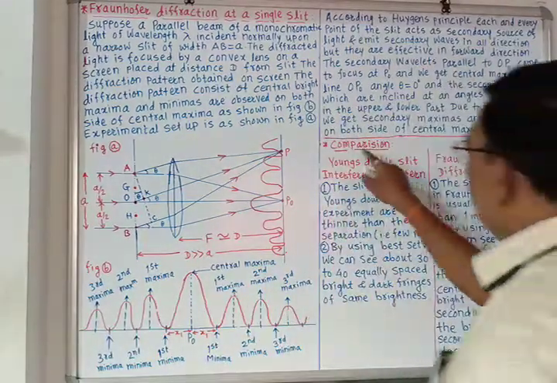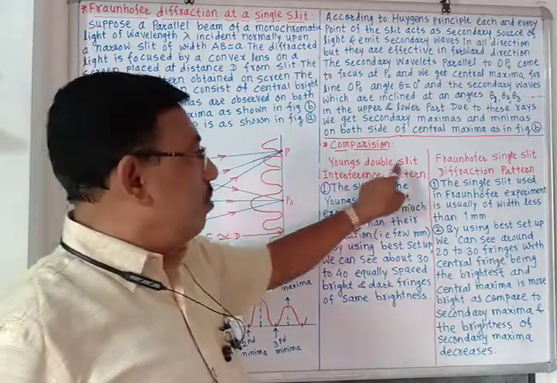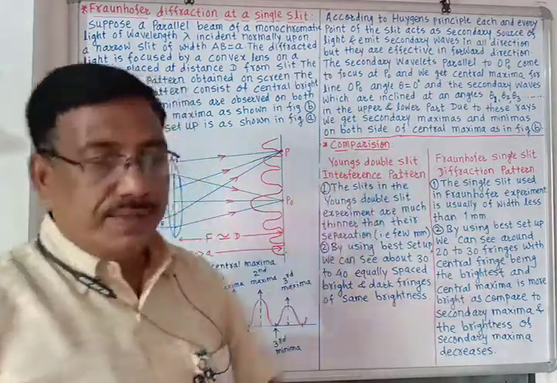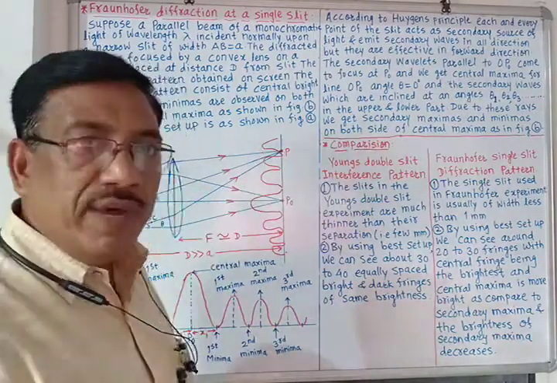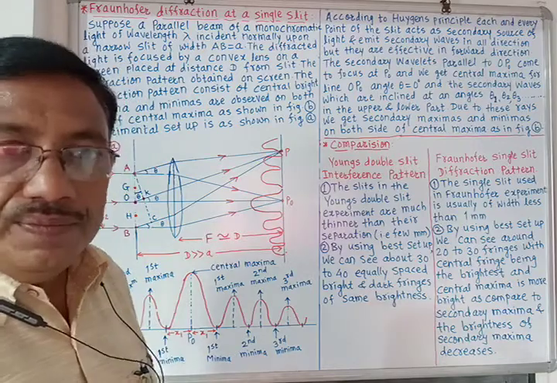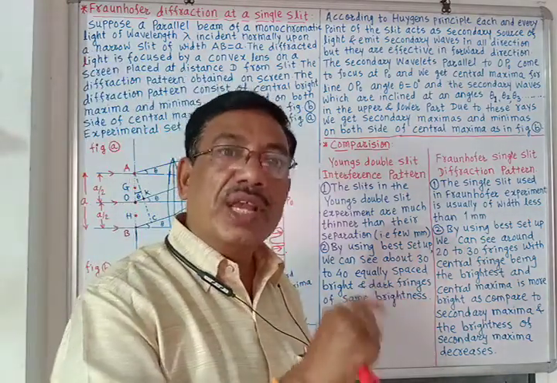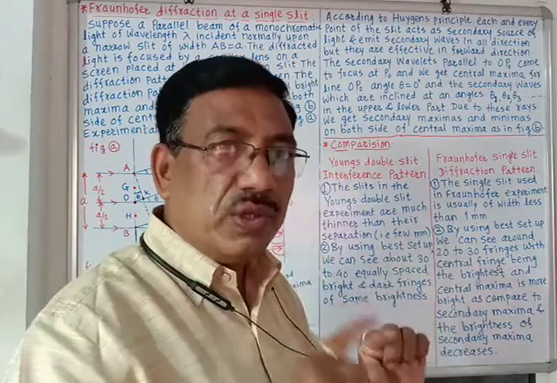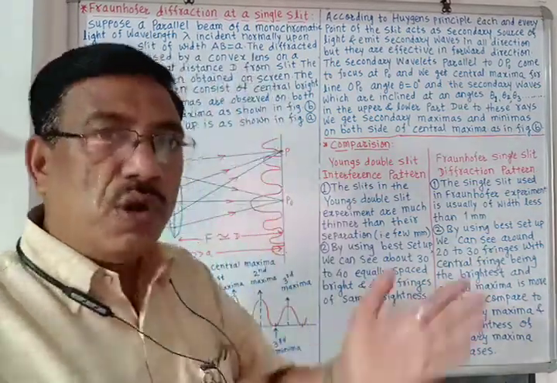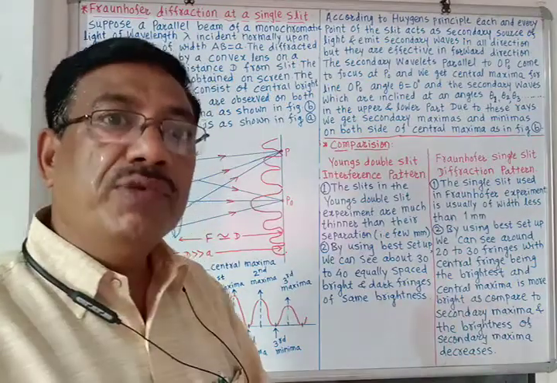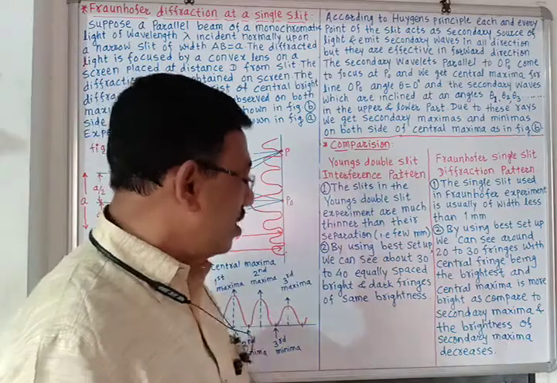Okay, now comparison. Young's double slit interference pattern. आपण Young's double slit experiment पाहिला आहे. S1 S2 is the slit obtained from a single source. S1 and S2 are the two virtual sources emitting the secondary waves of monochromatic light and they form the interference pattern.